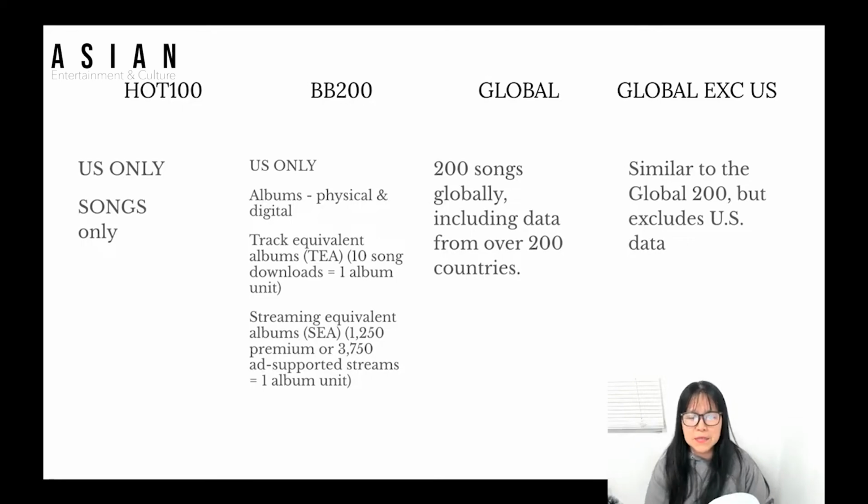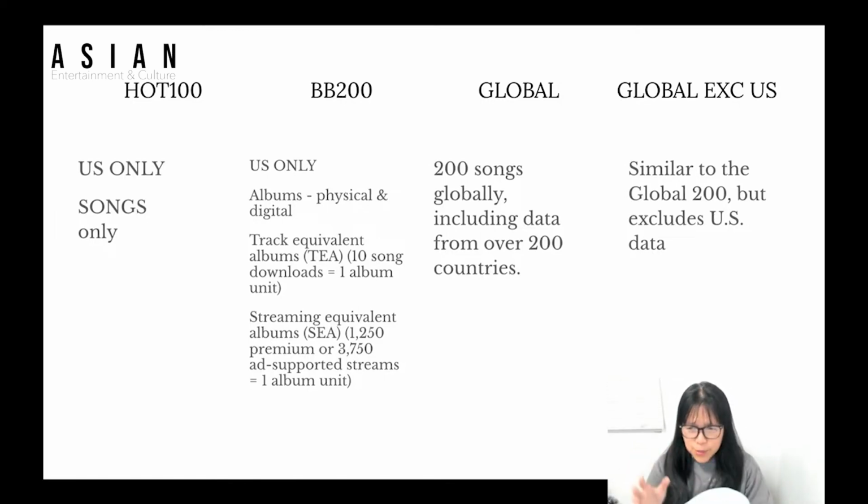Okay, somebody asked me to clarify the difference between Hot 100, Billboard 200, Global, and Global Exclusive US. So for Hot 100, which is usually the most difficult chart to get into and the most desired chart, it's US only. It only accounts for US streams, US radio spins, and US sales. And it is songs only, so they track the success of a song. Billboard 200 is also US only, but they track the success of an entire album. But this includes both physical and digital sales.